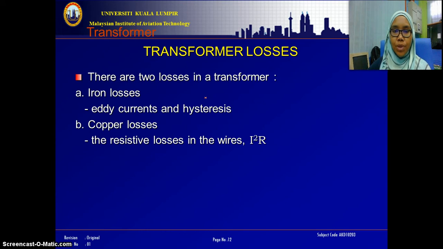We don't have a very ideal transformer in this world because we may have losses during the operation of the transformer. We have a few types of losses in the transformer. There are two losses in the transformer: iron losses and copper losses. Iron losses are divided into two: eddy current losses and hysteresis. Copper losses are the resistive losses in the wire itself, which is I squared R.